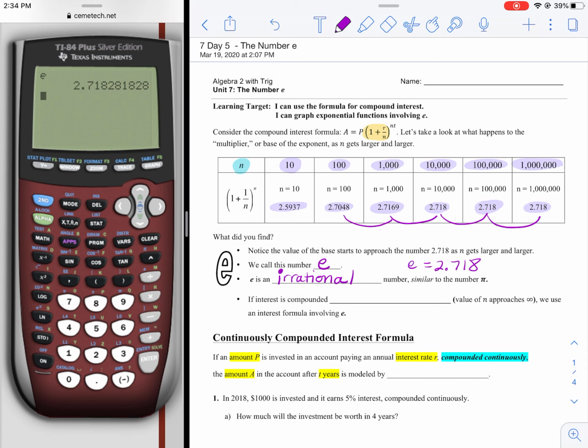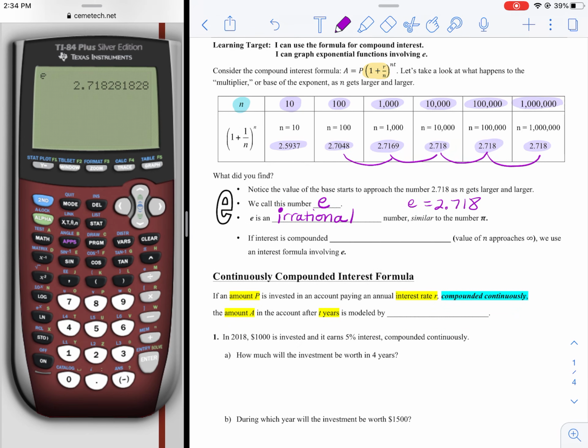Now, the reason we're talking about this number E is because it's important for the next type of interest. The last type of interest we're going to talk about is called continuously compounded interest. If interest is compounded continuously, I want you to think of that as the number of times per year approaches infinity. So we can't even imagine. It's just a continuous amount in which the interest is compounded. We saw the relationship that as N gets bigger, that base becomes E.